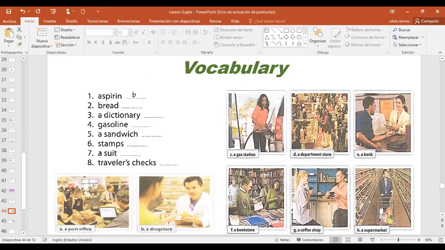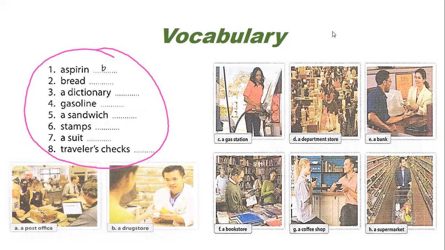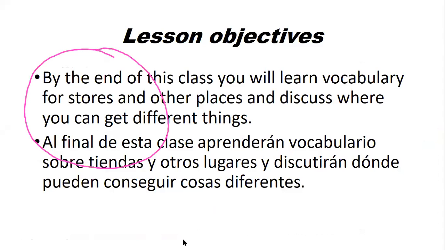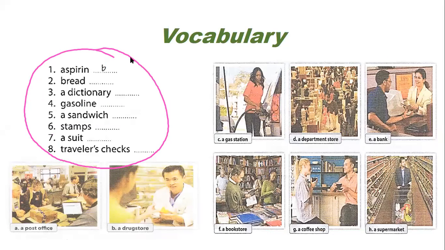Now we have this vocabulary. Look at this. Did you watch the video about vocabulary? Yes. Okay, very good. So here, in this section of the screen, we have the things that we can buy or that we can obtain from one of these places. The places are, letter A, we have a post office.